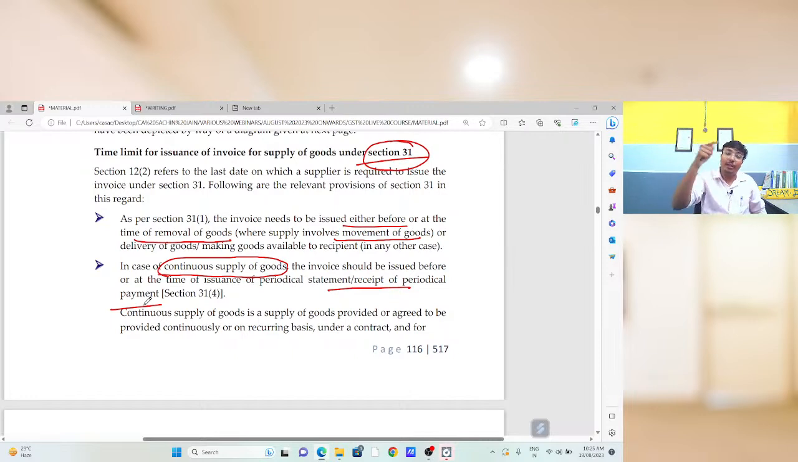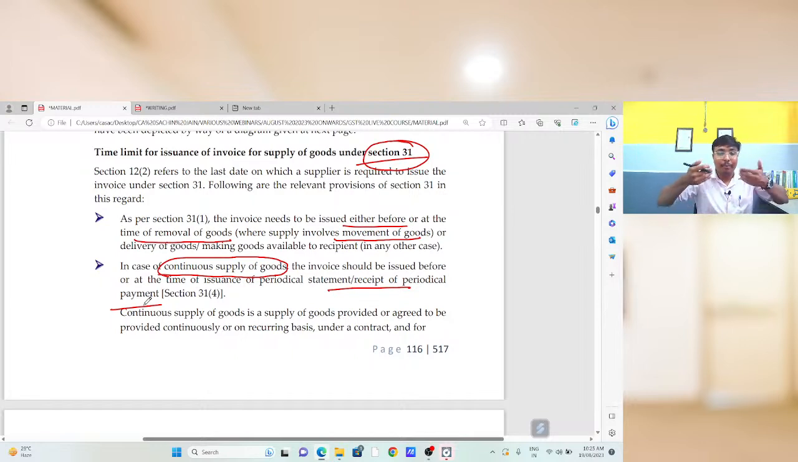When I issue the statement, suppose I issue the invoices on a quarterly basis, in that case the date of the quarter on which I issue that statement will be treated as my time limit for issuance of the invoice. At that time I need to issue the invoices.